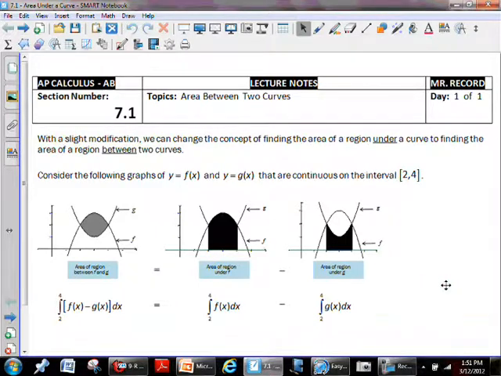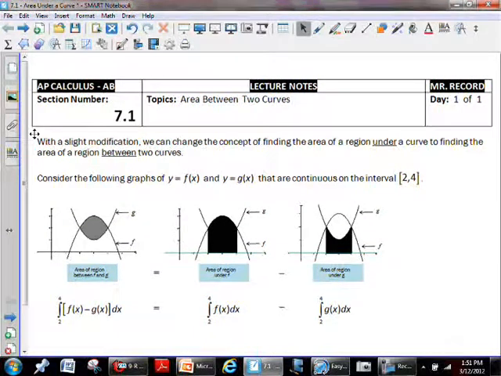Good. We're talking about section 7.1 in the Larson 9th edition textbook, area between two curves. No doubt up until this point, you guys have probably done a lot of work finding the area under a curve bounded by the x-axis. Well, things are going to change now because with a slight modification, we can change the concept of finding the area of a region under a curve to finding the area between two curves. That deserves an ooh right there, doesn't it?